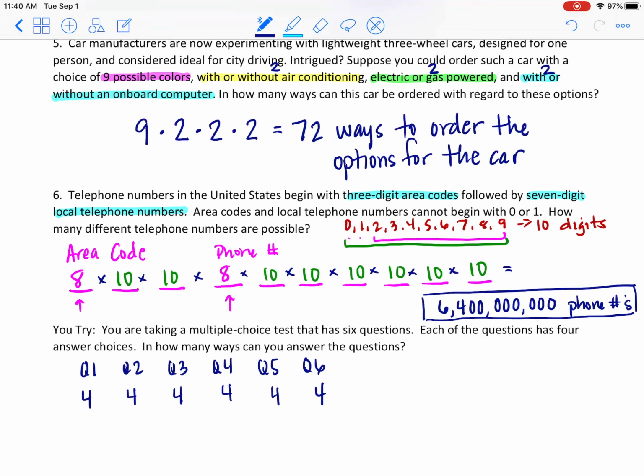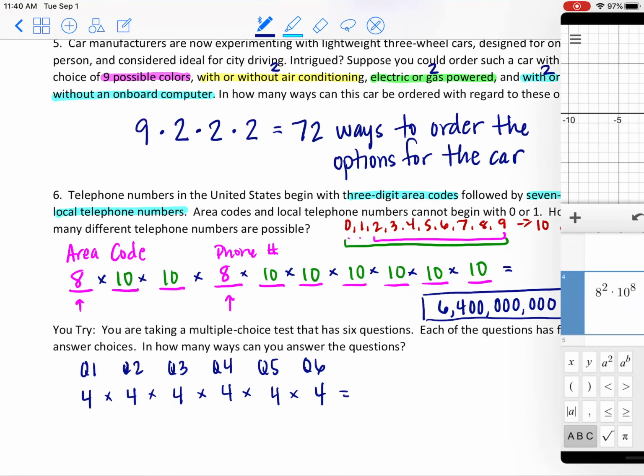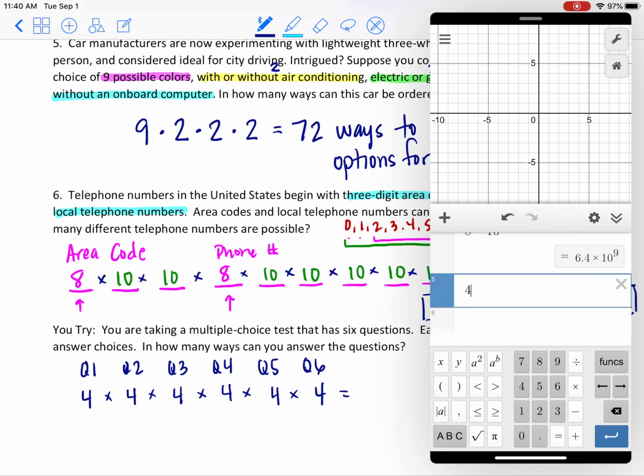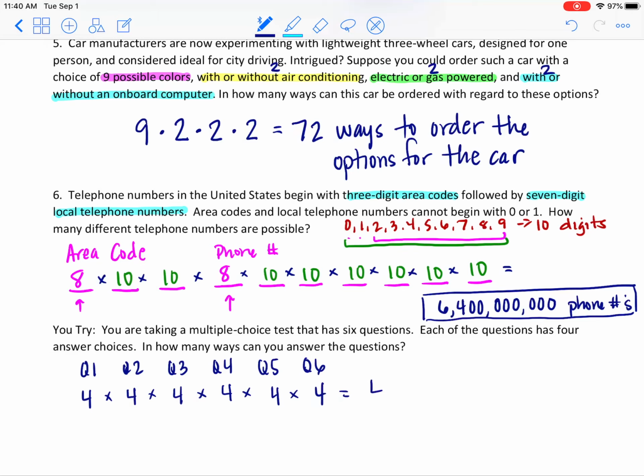So we're really not multiplying 6 times 4. We're multiplying 4 by itself 6 times. And 6 times 4 is not the same as 4 to the 6th power here. Okay, so be really careful with that. So we want to multiply 4 times 4 times 4 times 4 times 4 times 4. Or in the calculator again, this is 4 multiplied by itself 6 times. 4 to the 6th power is 4,096. 4,096 ways in which those questions could be answered.